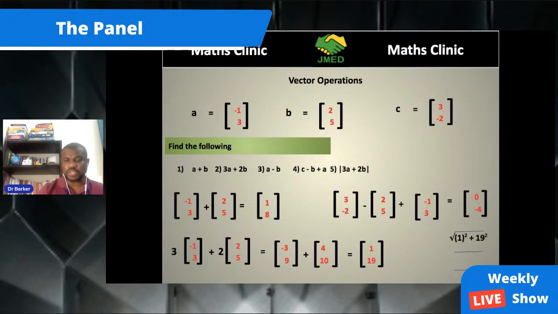For this one, last one, we're asked to find the length of 3a plus 2b. 3a plus 2b, we already know the answer, it's 119. So we can then use Pythagoras. And as I said before, you should really just be okay with using Pythagoras now to get to the answer. So the square root of 362. All right?